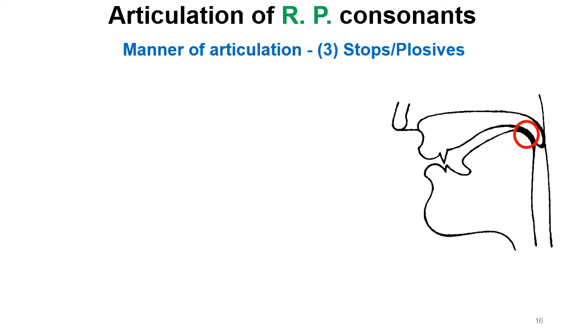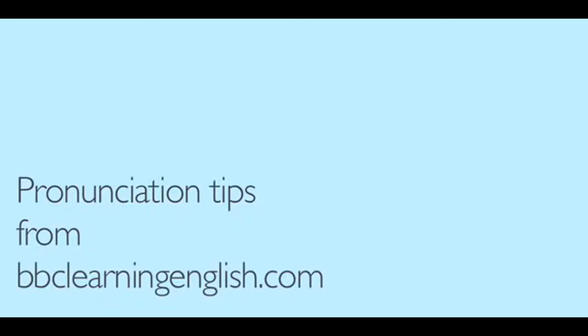When we say k or g, we press the tongue back against the velum or the soft palate, so the place of articulation is velar. We stop the air completely and release it suddenly, and that's what makes it a plosive or a stop. So k and g are velar plosives or velar stops. Stop or plosive number 5 in English is k.